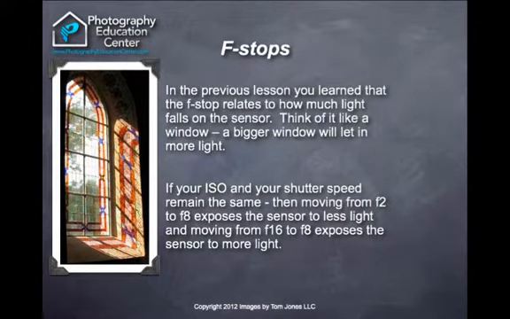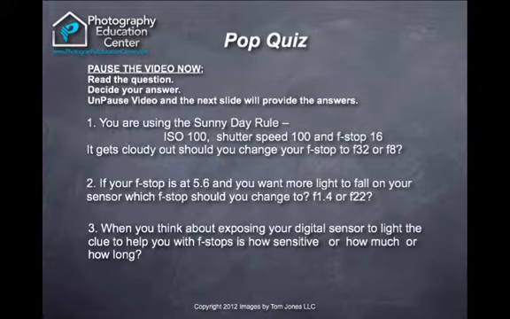In the previous lesson, you learned that the f-stop relates to how much light falls on the sensor. Think of it like a window. A bigger window will let in more light. If your ISO and your shutter speed remain the same, then moving from f2 to f8 exposes the sensor to less light, and moving from f16 to f8 exposes the sensor to more light.